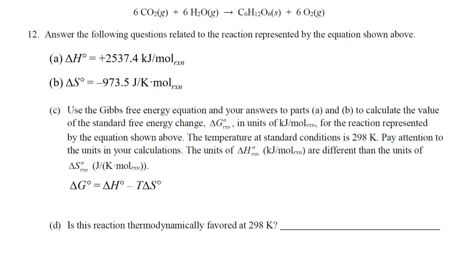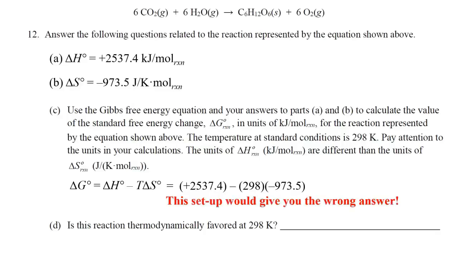So if I take the Gibbs free energy equation, which looks like this, delta G equals delta H minus T delta S, and I look at my answers to part A and B, and I just plug them in. So for delta H, it's positive 2,537.4. I've got my temperature, 298 kelvins, and then I plug in my answer to part B, negative 973.5. If you set up the calculation like this, then this setup would give you the wrong answer. Why? Because we didn't pay attention to the units in this calculation.